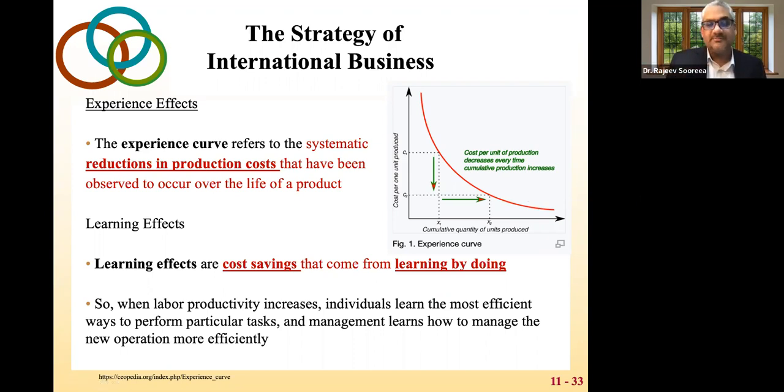So this is your average cost curve, the production cost per unit. That's the average cost. So as you get location economies, you get learning effects, you will ride down your experience curve.